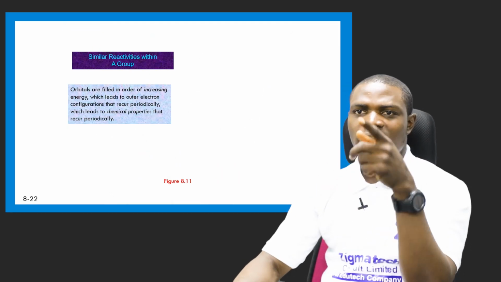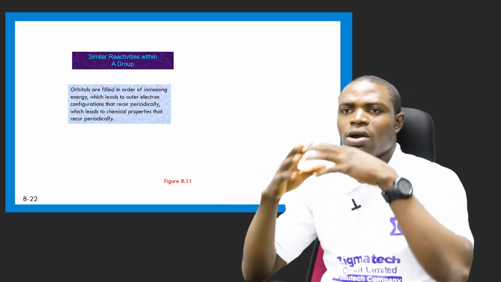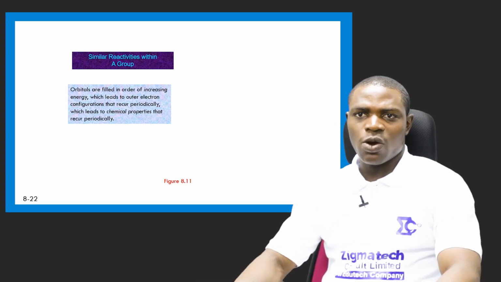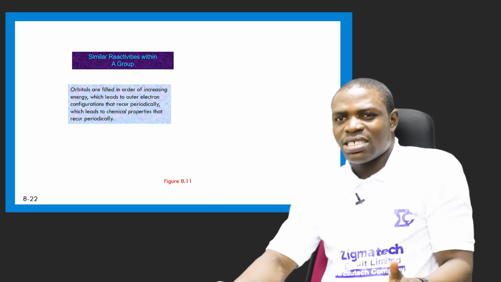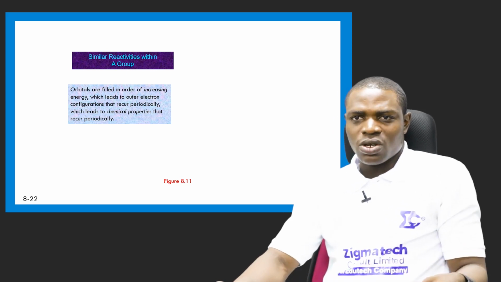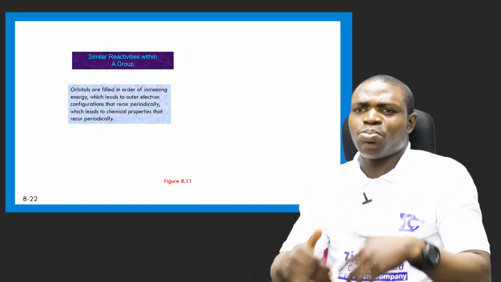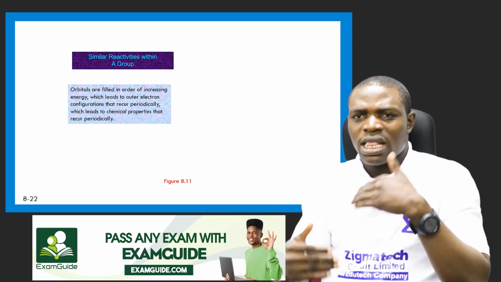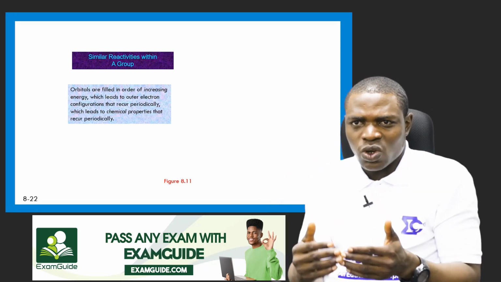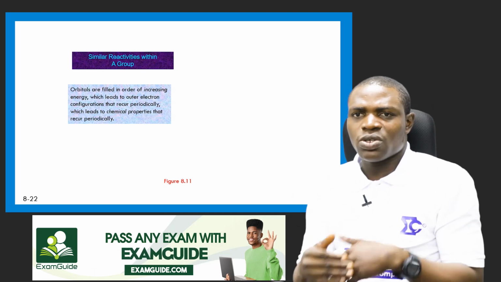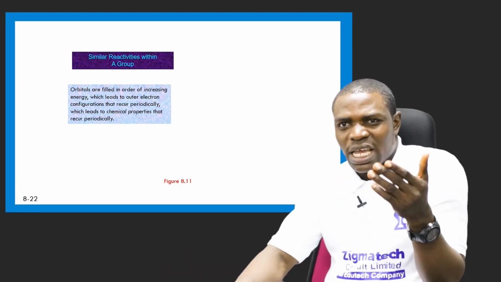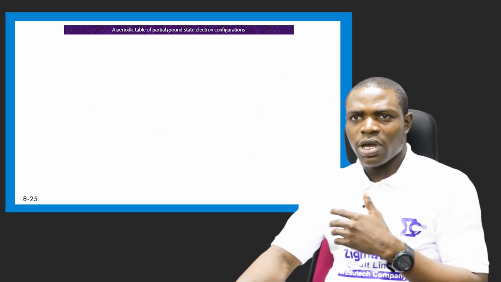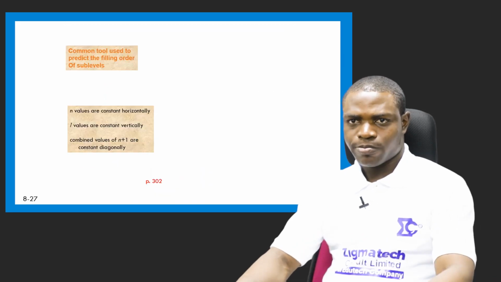Now look at the similar reactivities within the group. If you group elements together, there are certain reactions that take place within that group. Orbitals are filled in order of increasing energy, which leads to outer electron configurations that recur periodically. Do you see the periodical reiteration, reoccurring of this energy level, one leading to another, which leads to chemical properties that reoccur periodically? So you see that there's a particular trend that each of them follows as we go from one element to the other.